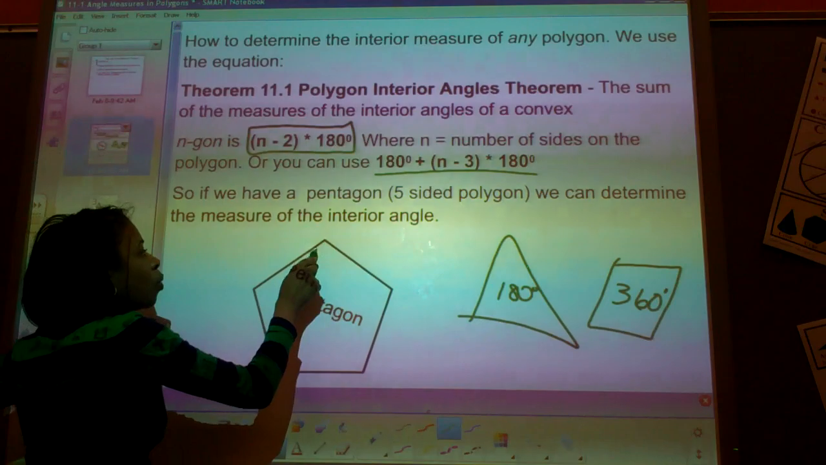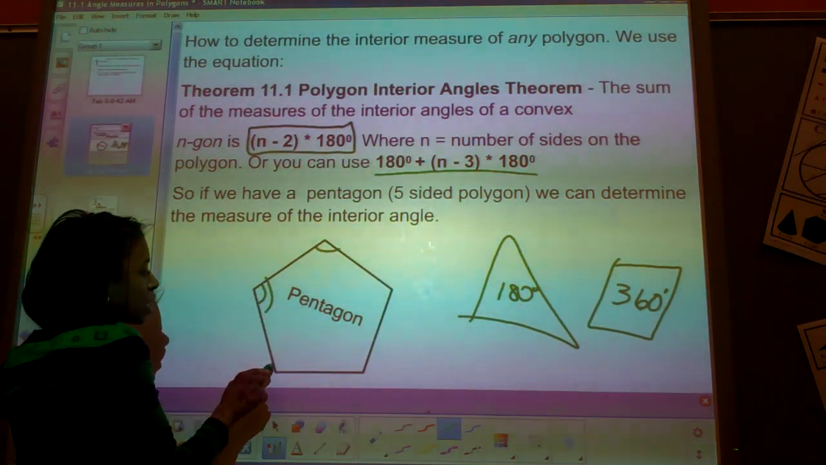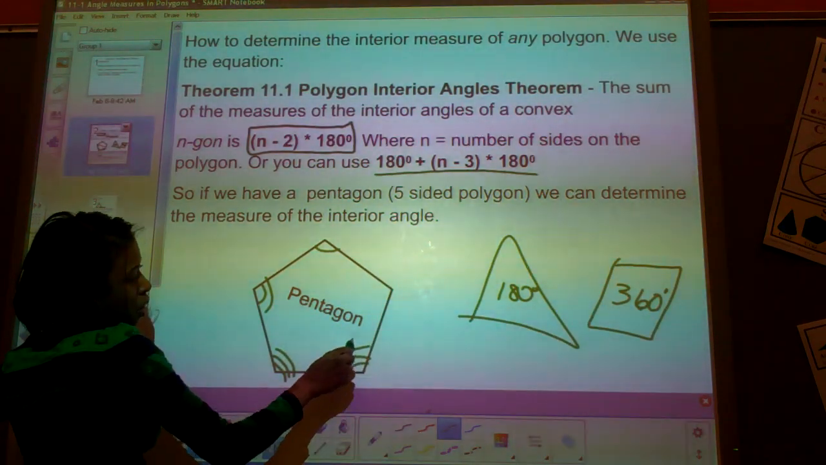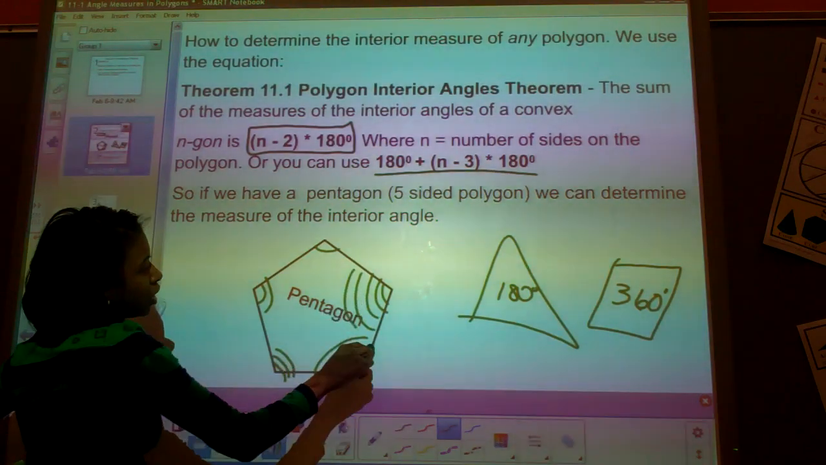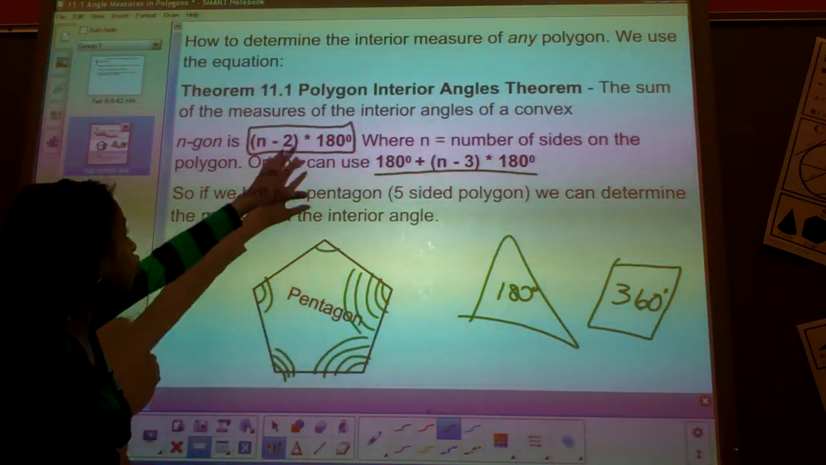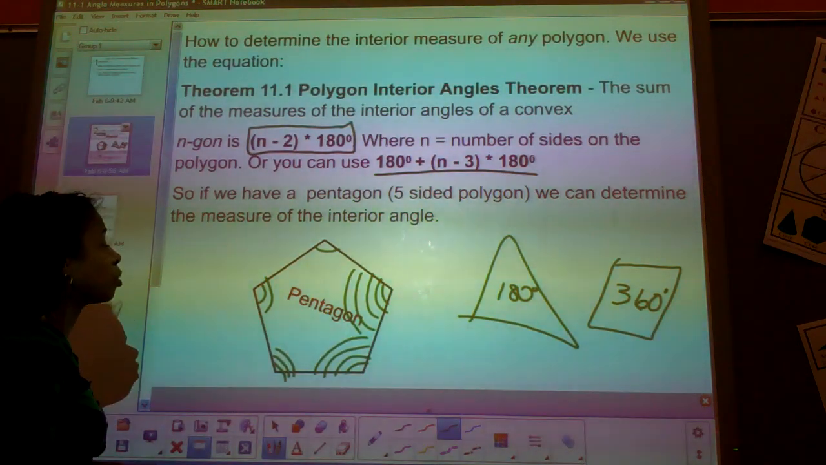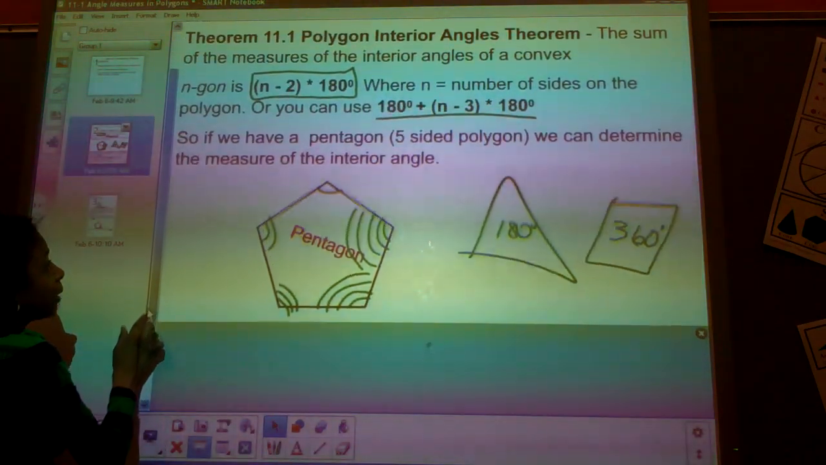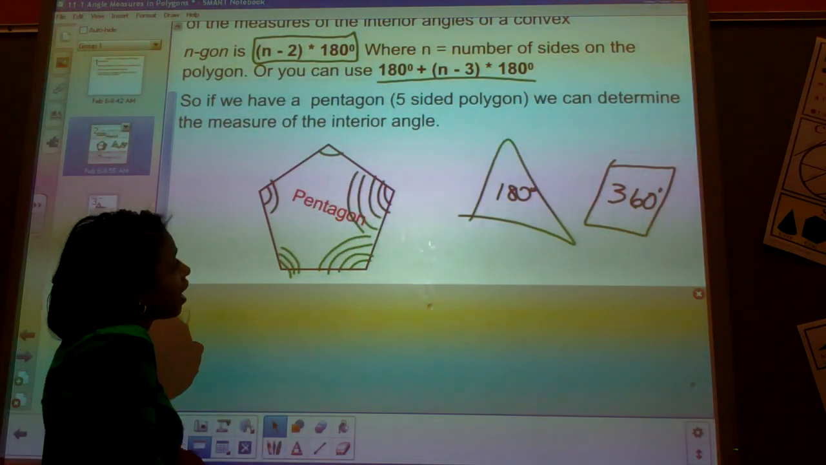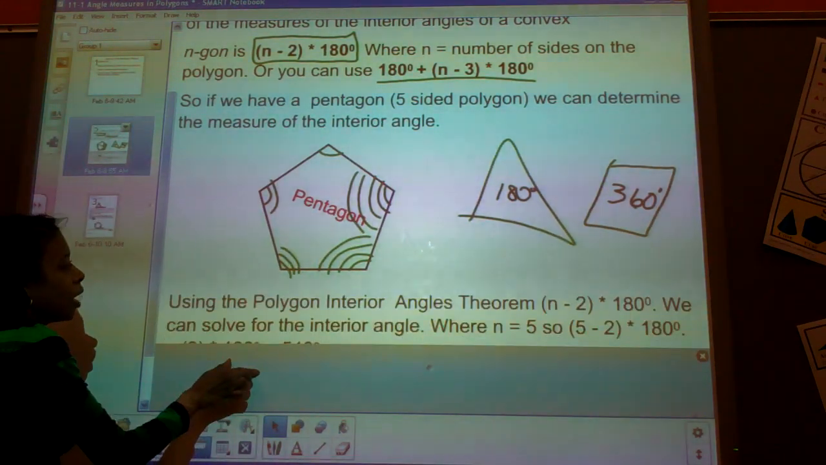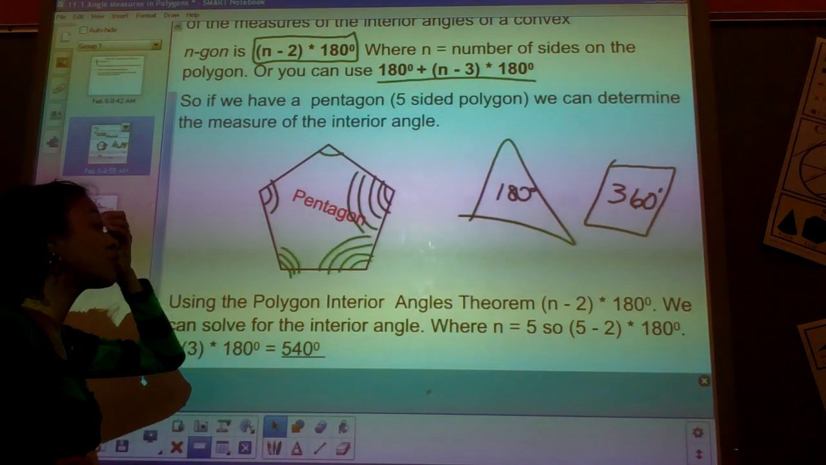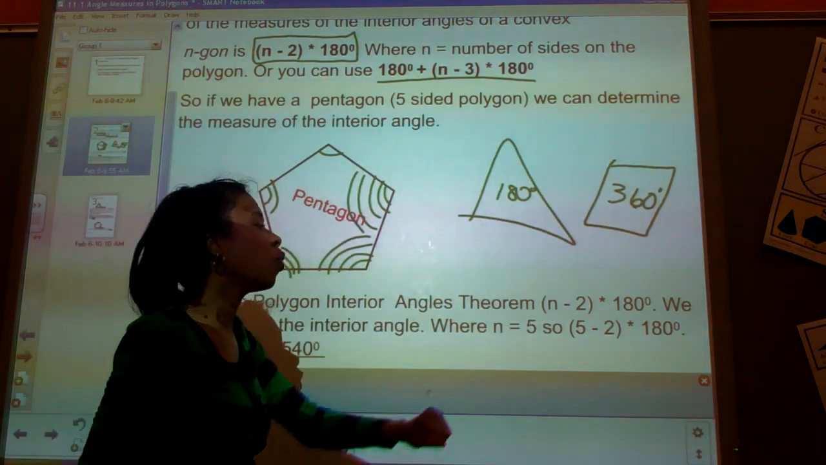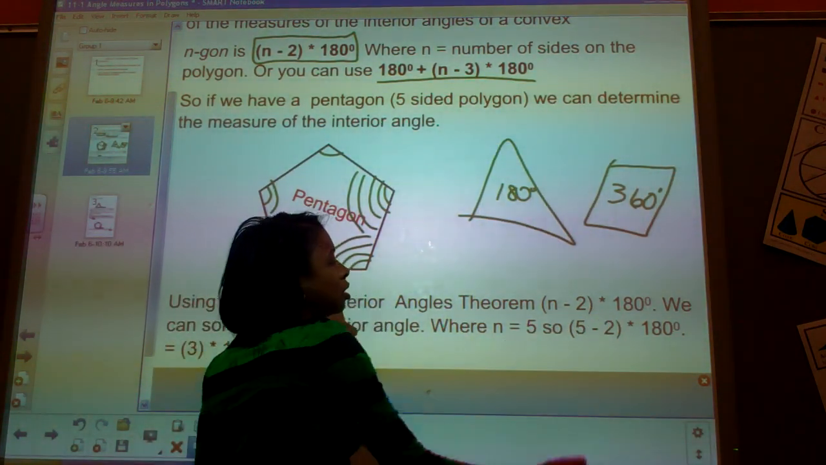If I have the pentagon and I want to know the measure of this angle plus the measure of this angle plus this angle plus this angle, and finally this angle right here, I can find the interior angle measures using the Polygon Interior Angles Theorem, n minus 2 times 180 degrees. Let's suppose we have this polygon, and we need to remember that it's 5-sided, therefore it's called a pentagon. Using the Polygon Interior Angles Theorem, I can find the interior angles of a pentagon using the equation n minus 2 times 180 degrees.